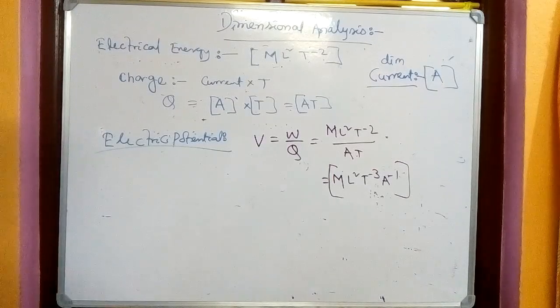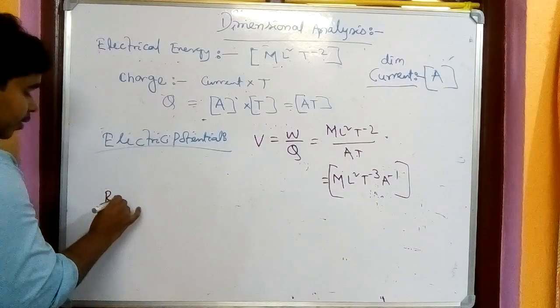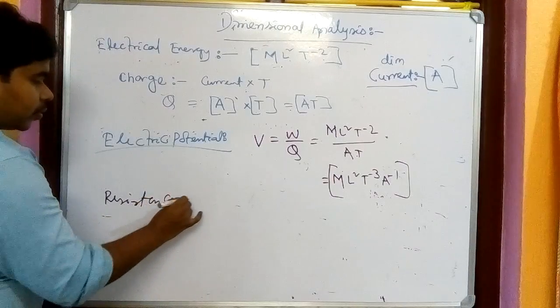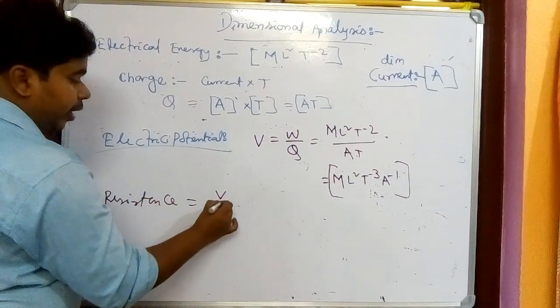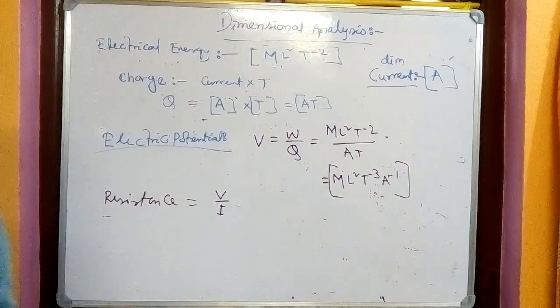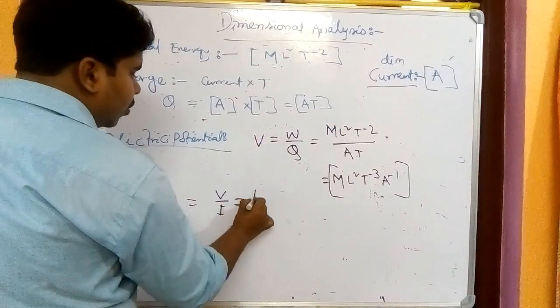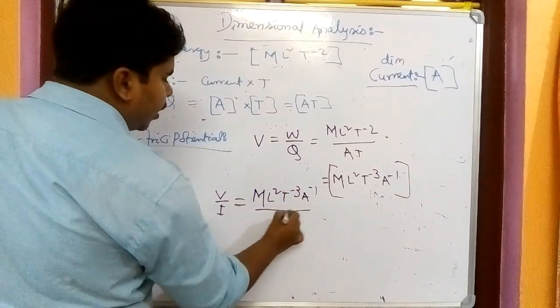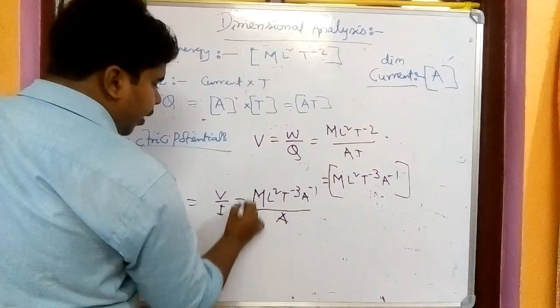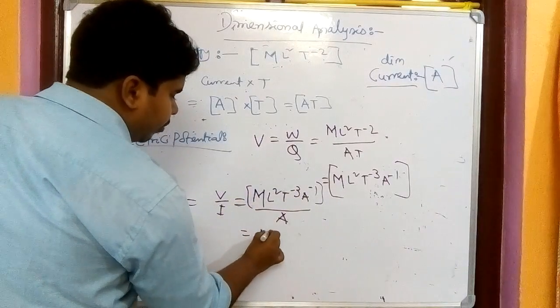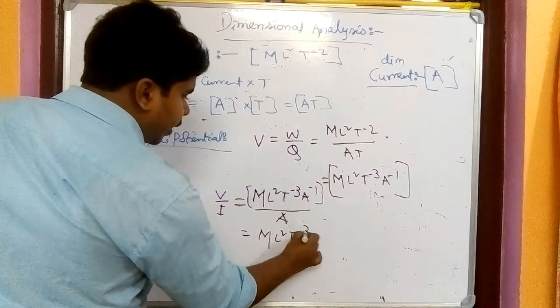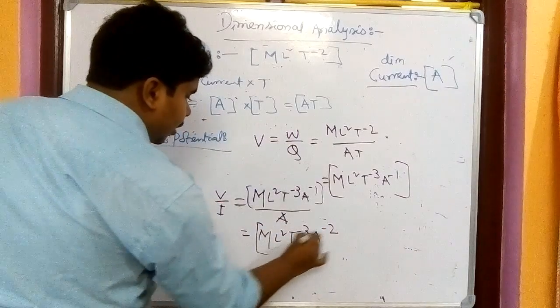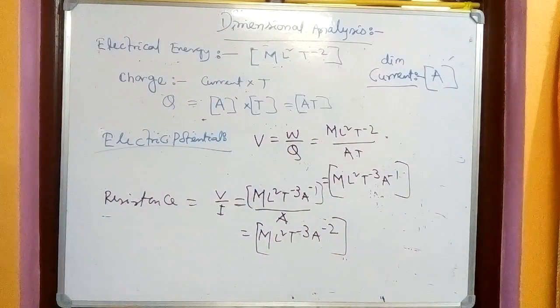If I am talking about the dimension of resistance, so resistance equals what? V by I, as per Ohm's law. I think you can remember what Ohm's law is. Just this year you have learned. So V by I, where V equals M L square T to the power minus 3 A inverse and I equals A. Simple thing, it is M L squared T to the power minus 3 A to the power minus 2. That is the dimensional formula of resistance.